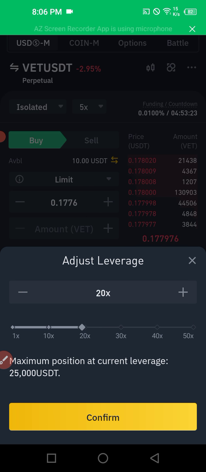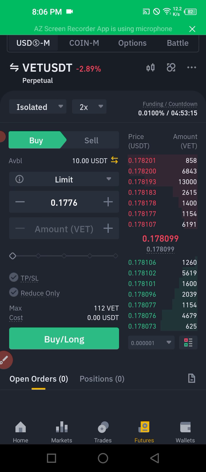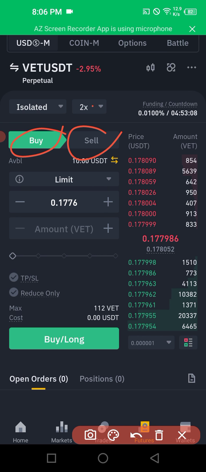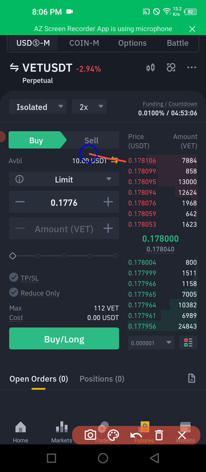Now, for the sake of this tutorial, let me just leave it as 2. I'll click on confirm. Now the next part here is you see we have the buy and we have the sell, which you can do. You know what that means. Now you see the amount you have in your wallet.